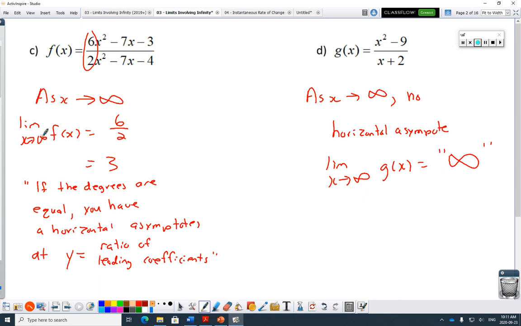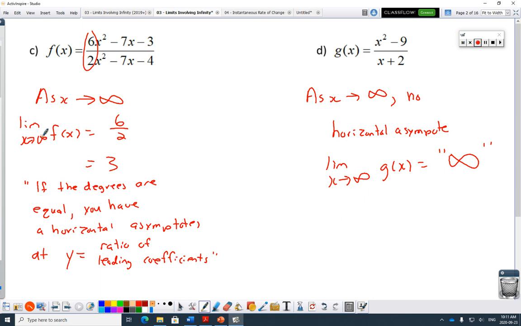I should have put a limit as x approaches infinity there. This is a limit. Where does it head towards? 3 as we go to infinity. Basically what we're saying is the top's going to be like 600 million, the bottom's going to be like 200 million, and when you divide those two, it just is going to head towards 3.